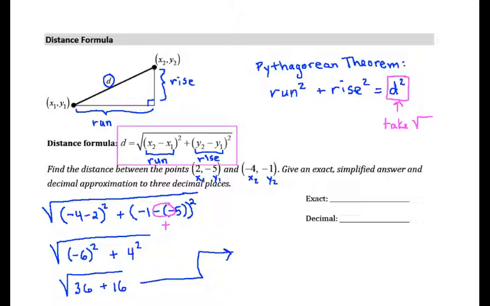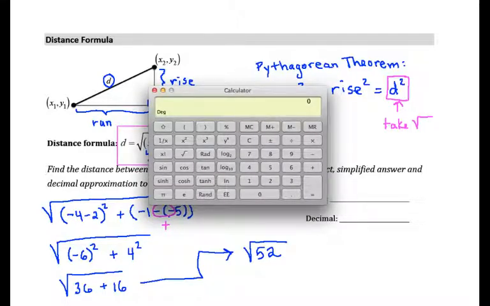And we can see an exact and a decimal version of our answer. So when I combine these to get the square root of 52, I can just put that in a calculator for the decimal version. I don't have to simplify it first if all I want is a decimal. In this calculator, I would enter 52, and then hit the square root, which takes the square root of whatever is on the screen. We'll take that to 3 decimal places, 7.2111.